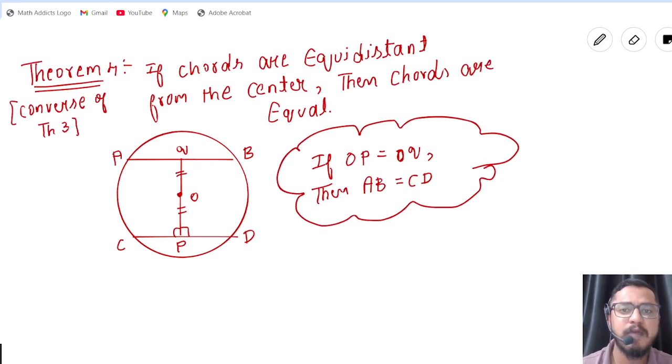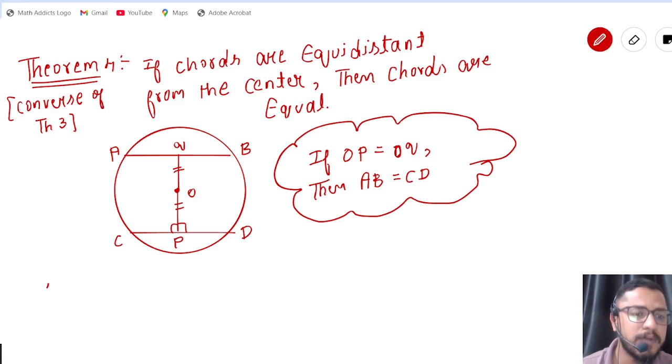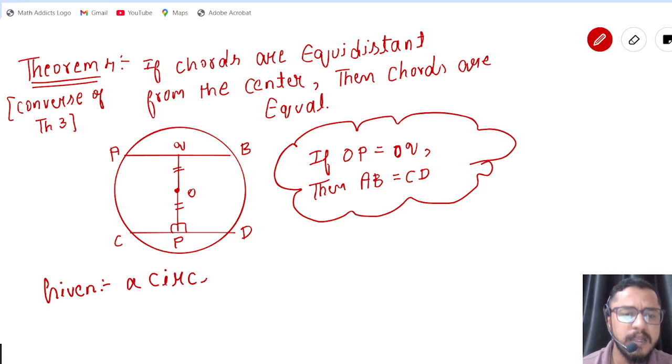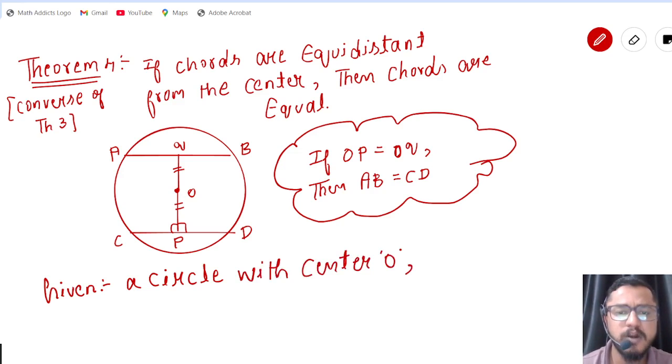What's the first thing I have to do? I have to write the given. What is given? If chords are equidistant from the center, you write the same thing. Let there be a circle with center O. Next, they have given OP is equal to OQ. They are equidistant from the center.